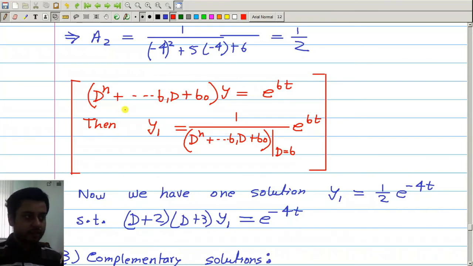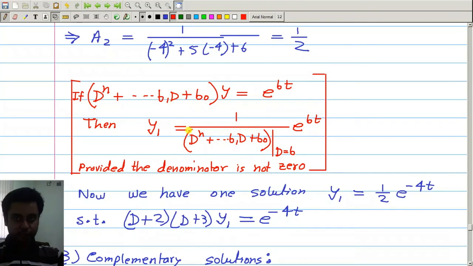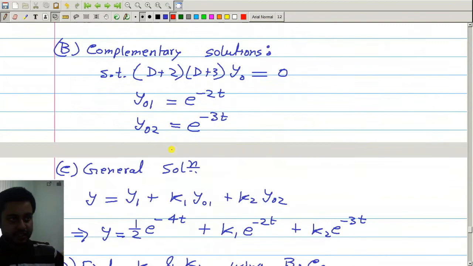One thing I forgot to mention, that if you use this rule to get a particular solution, one solution for pure exponential inputs, this will work only if the denominator is not 0. Otherwise this shortcut will not work and you have to use a longer process. Now let us take another example.